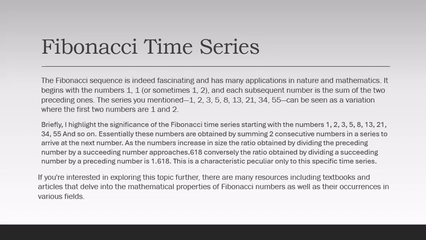But anyway, as the numbers increase in size, the ratio obtained by dividing the preceding number by a succeeding number approaches 0.618, which is known as the golden mean. And conversely, the ratio obtained by dividing a succeeding number by a preceding number is 1.618. Now, this is a characteristic that is peculiar only to this specific time series.